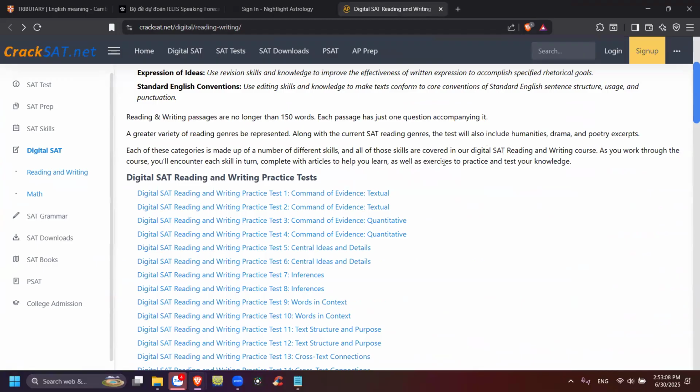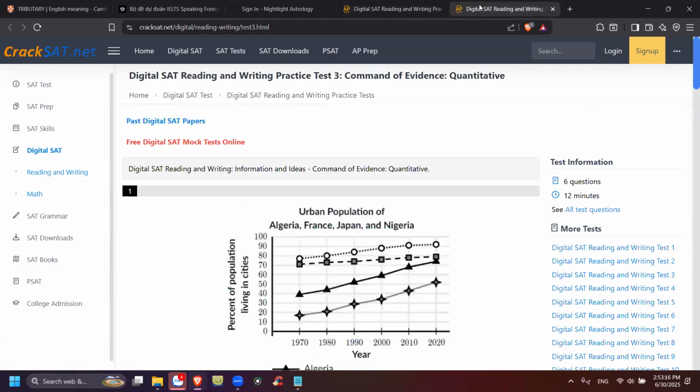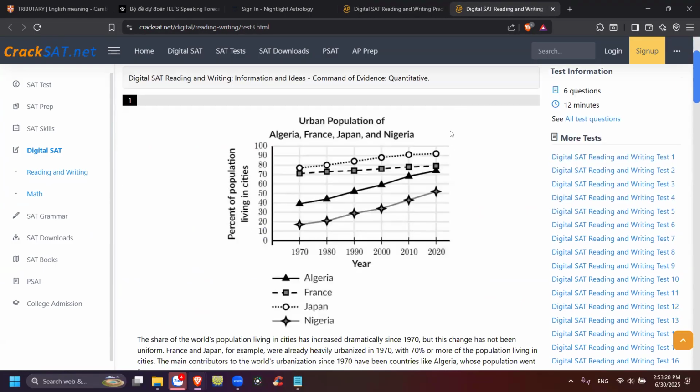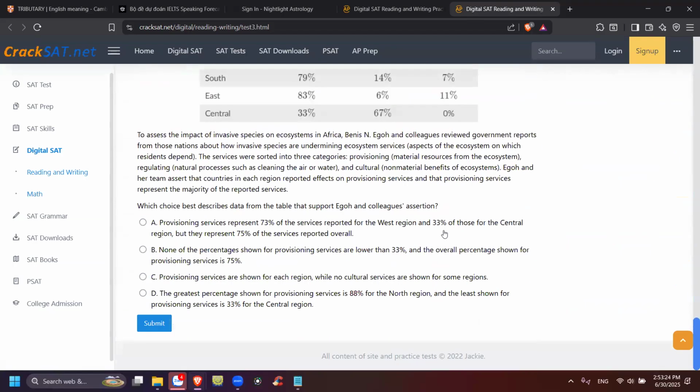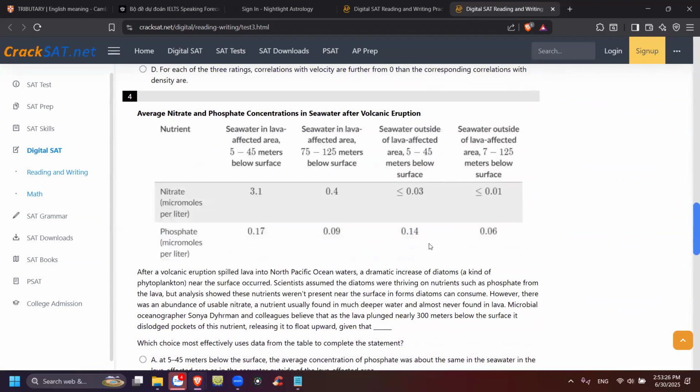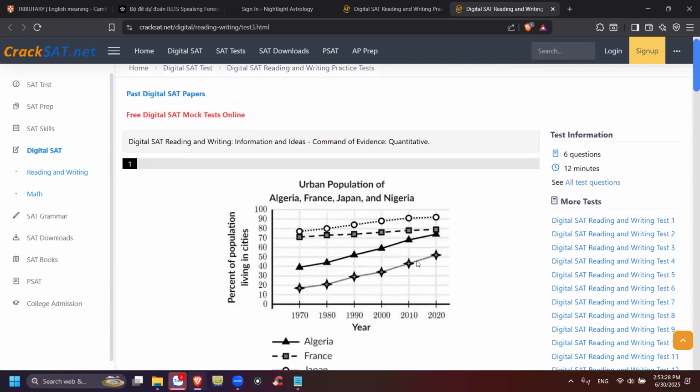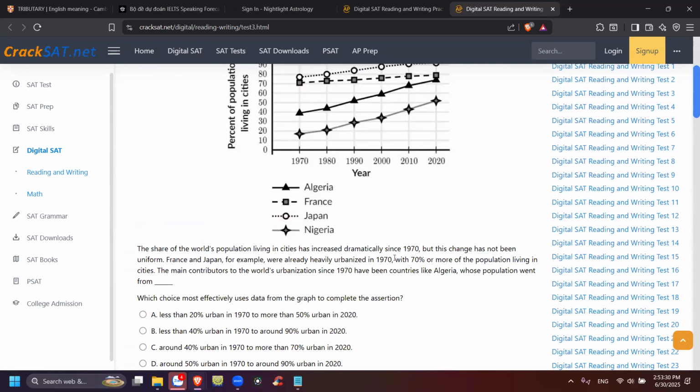All right, so we did two of them. We can do quantitative, command of evidence, quantitative. It's still in the information and ideas though. So you have questions that regard graphs and tables and stuff. This is huge, okay? There's a lot of reading.